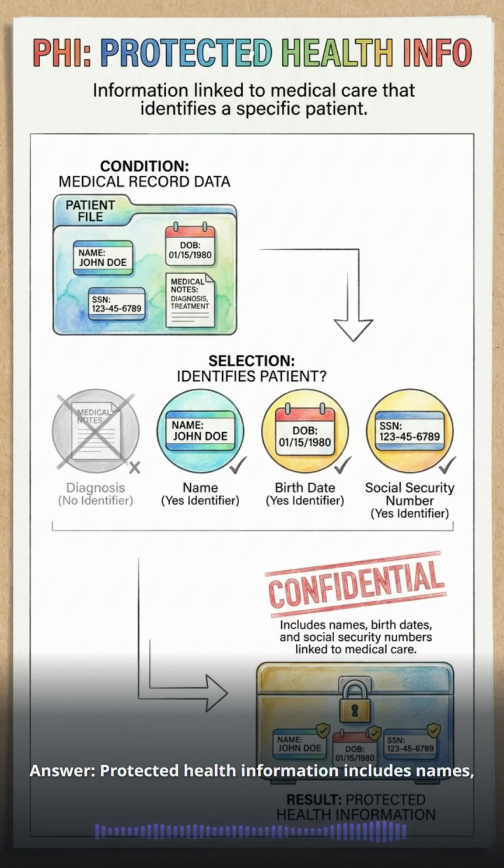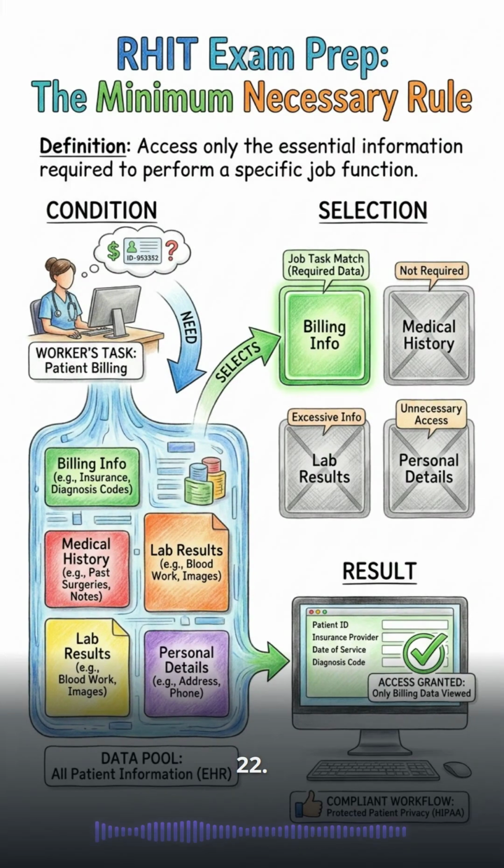Protected health information includes names, birth dates, and social security numbers linked to medical care. Healthcare workers must keep this specific data safe and never share it with unauthorized outside people. 22. What principle says we should only access the exact information needed to do our jobs? The minimum necessary rule tells workers to only view the data required to finish their tasks.